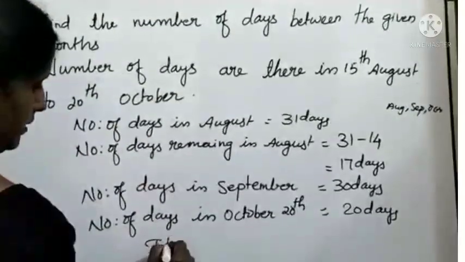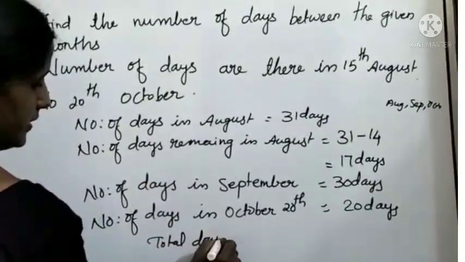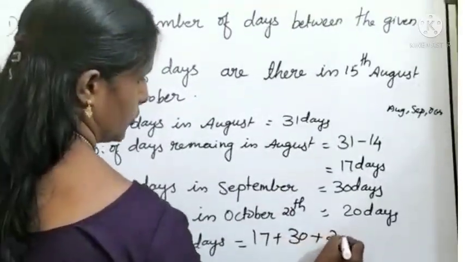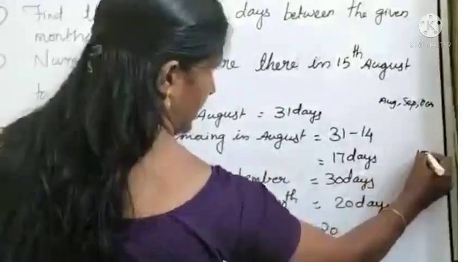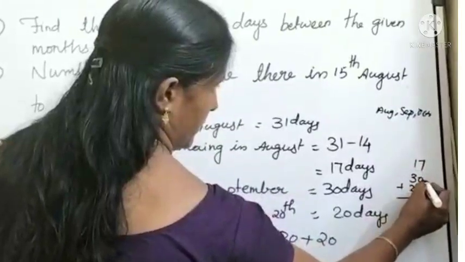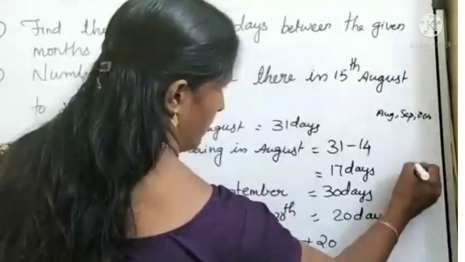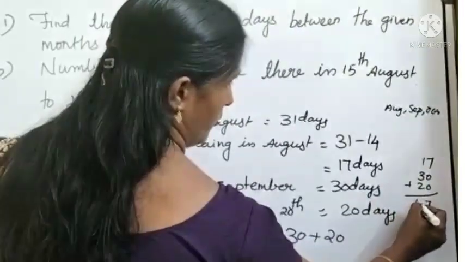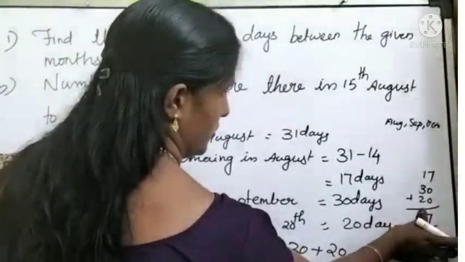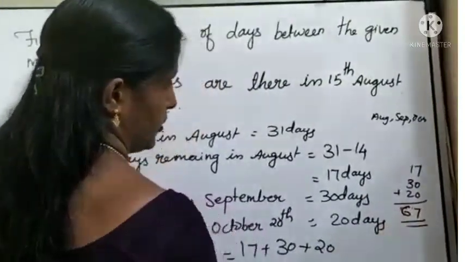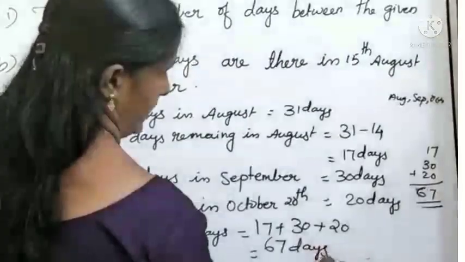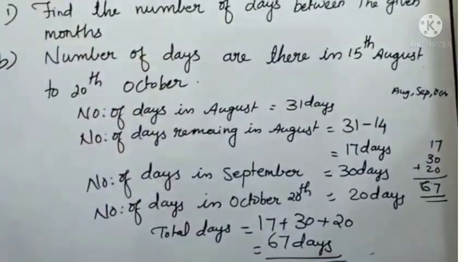So the total days is equal to 17 plus 30 plus 20. So here 17 plus 30 plus 20. 7 plus 0 plus 0, 7. 3 plus 1, 4. 4 plus 2, 6. So total how many days are there? 67 days. Understand?